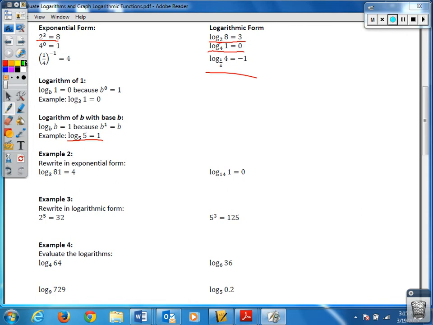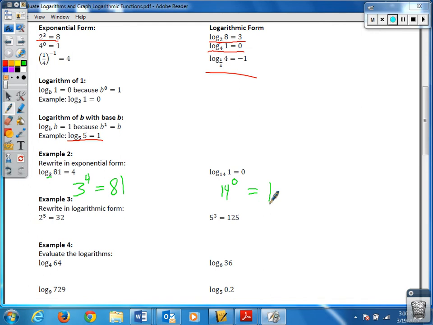Looking at example 2 here, let's switch these to exponential form. So we have a log base 3. That tells us that 3 will be the base of the exponent. And remember that the logarithm gives us the exponent, so on the right side of the equal sign, that's what the exponent is. And then we say that's equal to what's inside the log. Over here, 14 to the 0 equals 1.